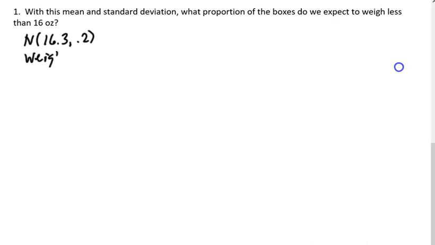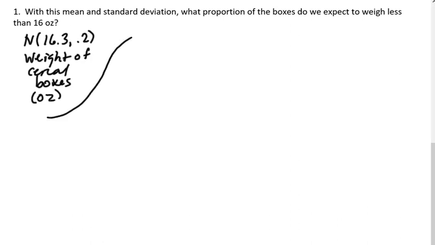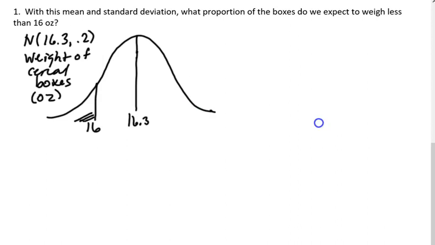of the cereal boxes in ounces. And so if I draw a normal model to represent this data here, here's my mean, 16.3. I'm wanting to know what proportion do we expect to weigh less than 16. Well, 16.3 is the mean, 0.2 is one standard deviation, so it's a little bit more than one standard deviation below the mean to get 16 here. And I'm looking for the area under the curve here. That's what I want to know.